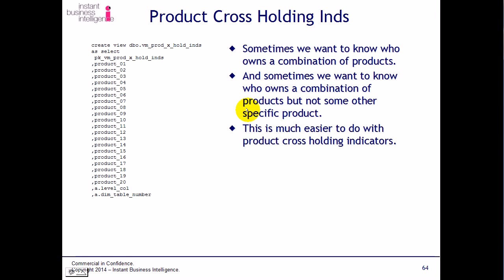Product cross-holding indicators. Sometimes you want to know who owns a combination of products, and sometimes you want to know who owns a combination of products but not some other specific product. And that's much easier to do with product cross-holding tables. So this is, does the person hold product 1, 2, 3, up to product 20? Yes, no. So this is very useful when you have a fairly limited set of products.